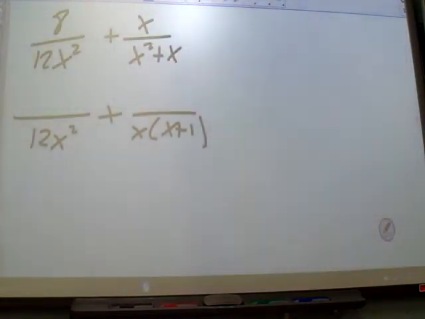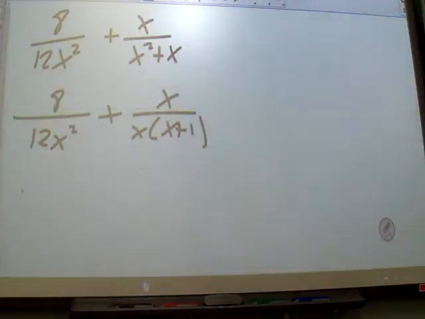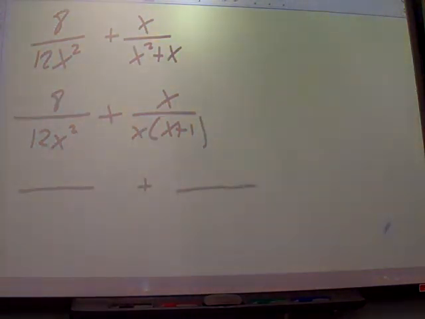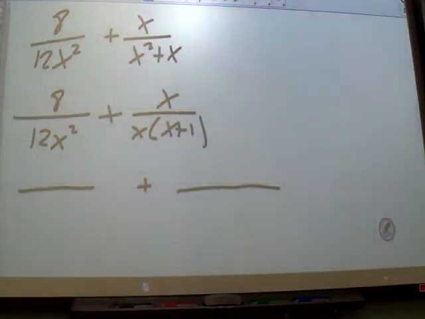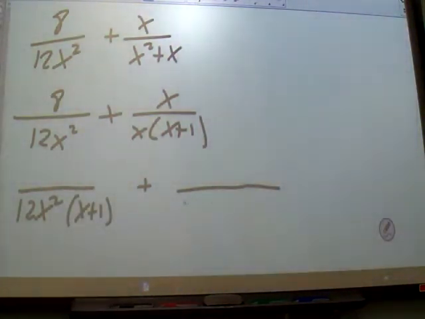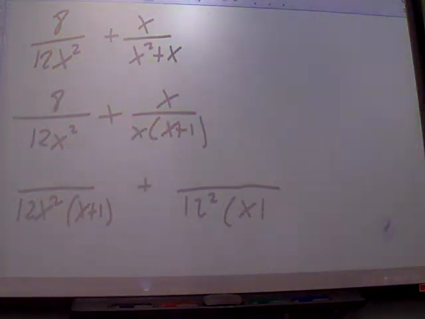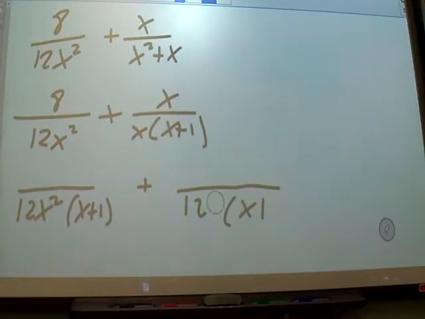Okay, now we should be able to look at this. Let me go ahead and bring down my 8, my x. We should be able to look at this to form our common denominator. Okay, we know it's got to have a 12x squared. And we know it's got to have an x plus 1. Whoops, I forgot an x on that side. 12 squared would be 144.